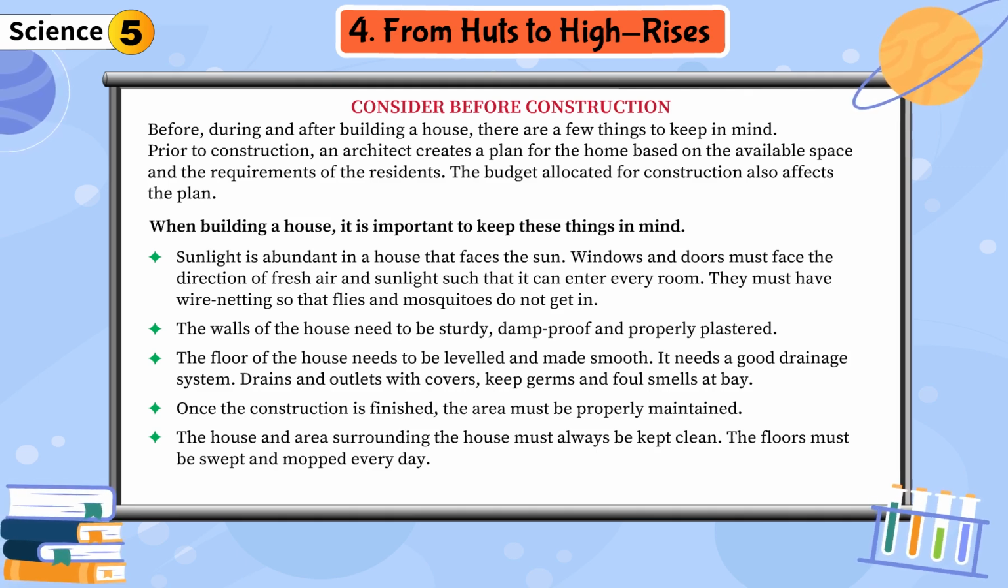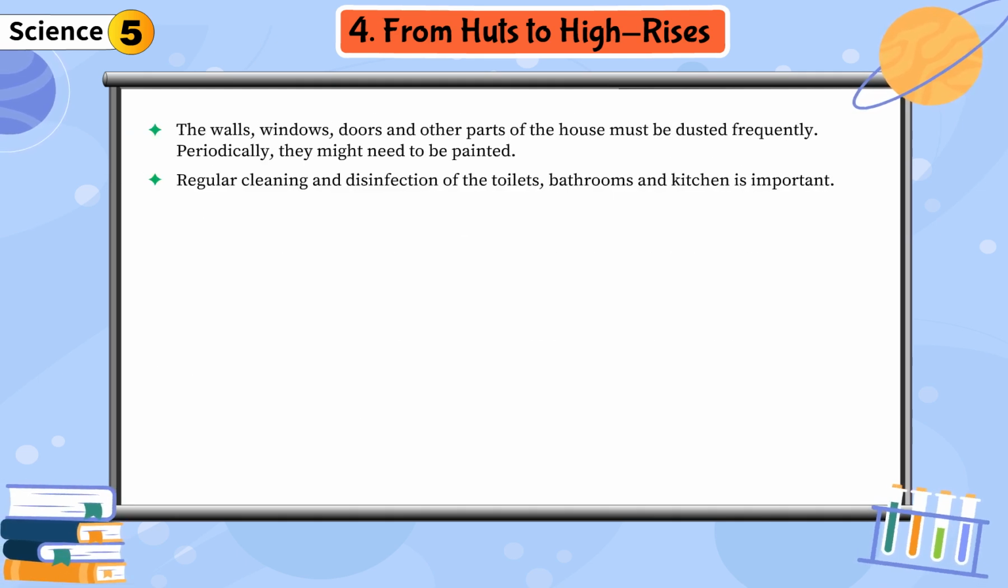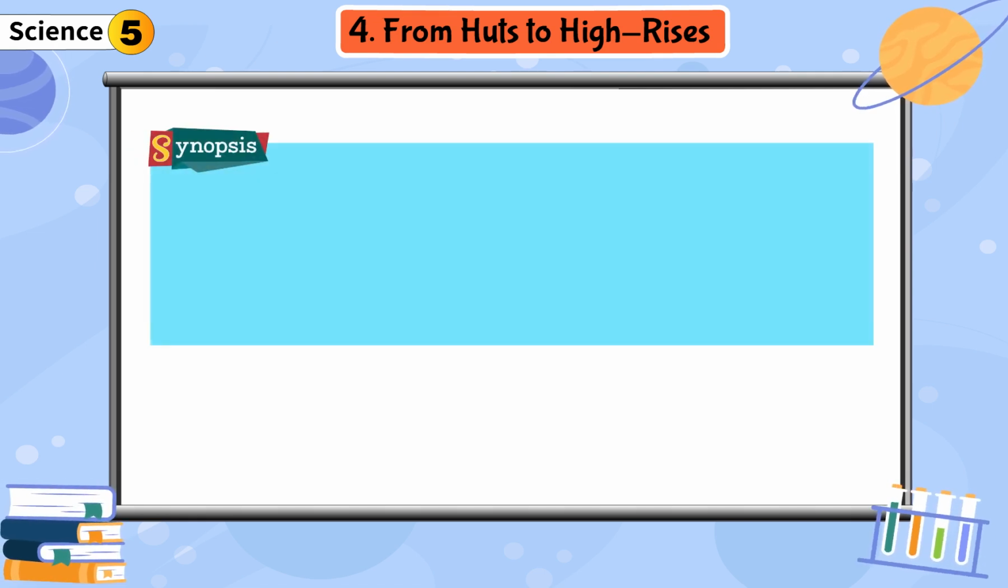The floors must be swept and mopped every day. The walls, windows, doors and other parts of the house must be dusted frequently. Periodically, they might need to be painted. Regular cleaning and disinfection of the toilets, bathrooms and kitchen is important.